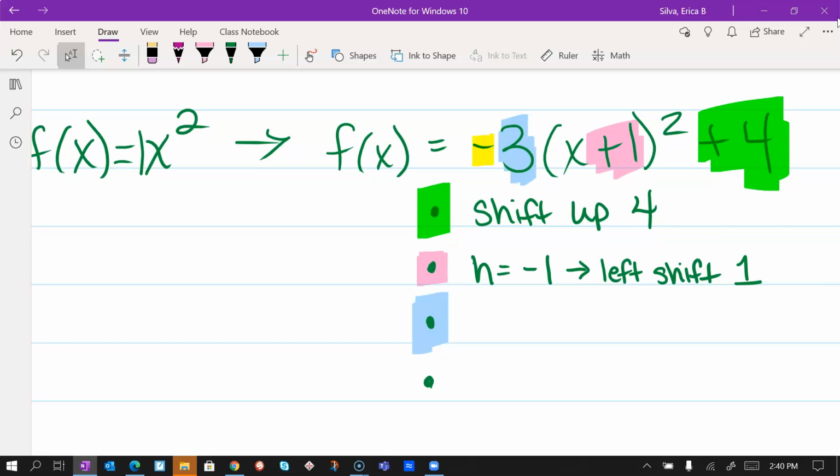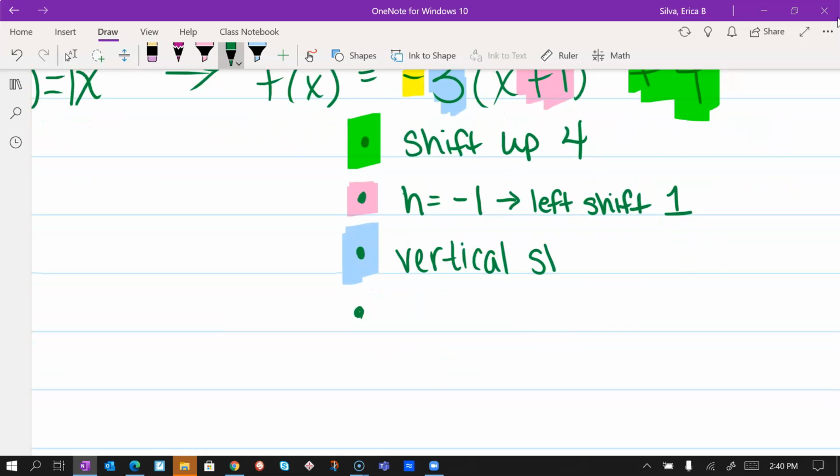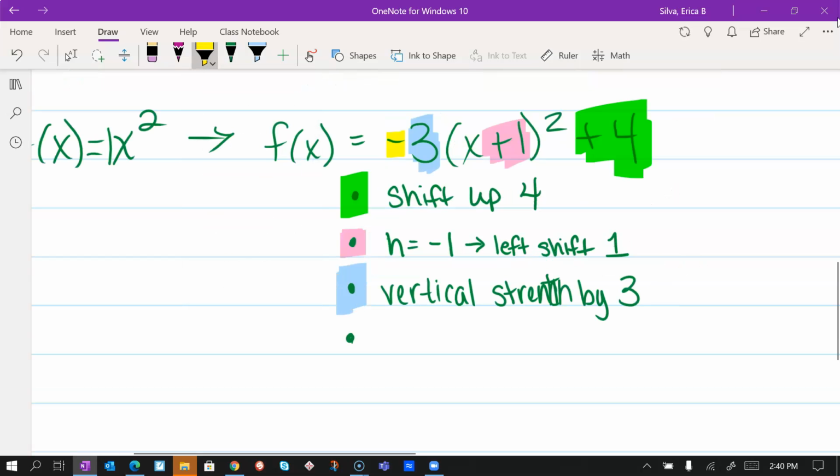It's stretching. So we have a vertical shift. Oh, I'm sorry, vertical stretch by 3. And then finally that negative. The only job this negative has.